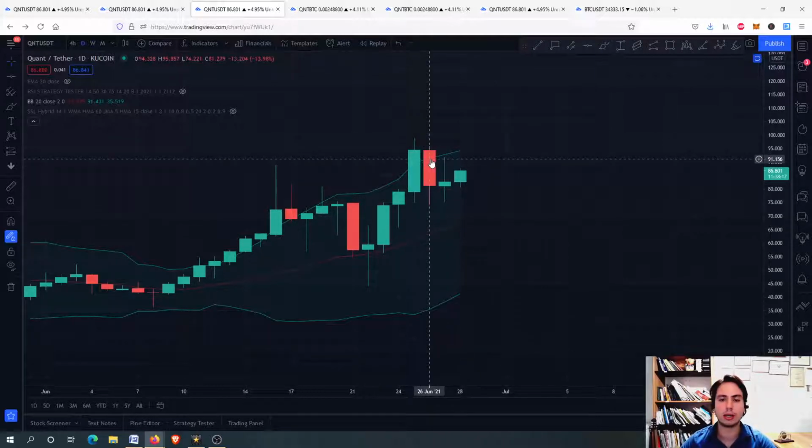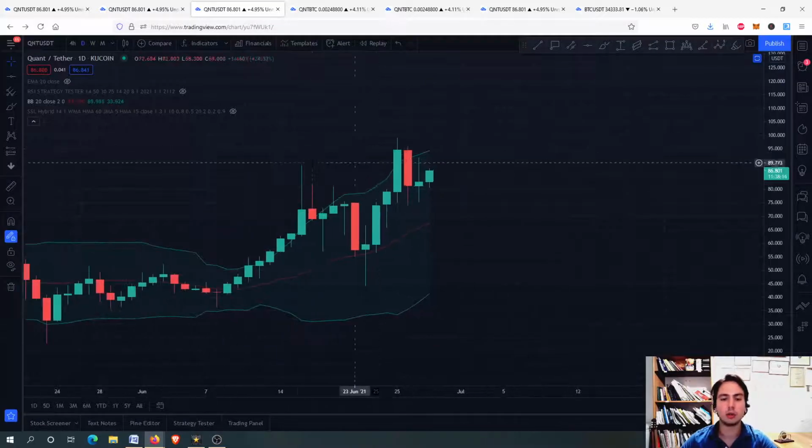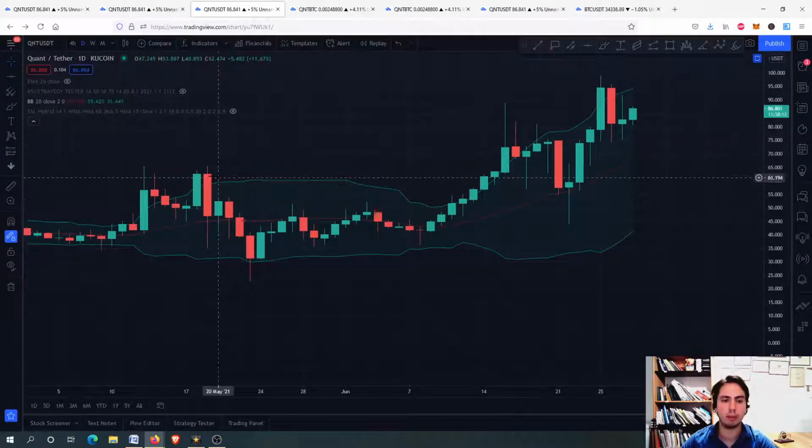So according to the Bollinger Bands, guys, we can't assume anything right now, because in the normal market, when we approach the top line of the Bollinger Bands, we usually go down. And when you approach the bottom line, we usually go upwards.